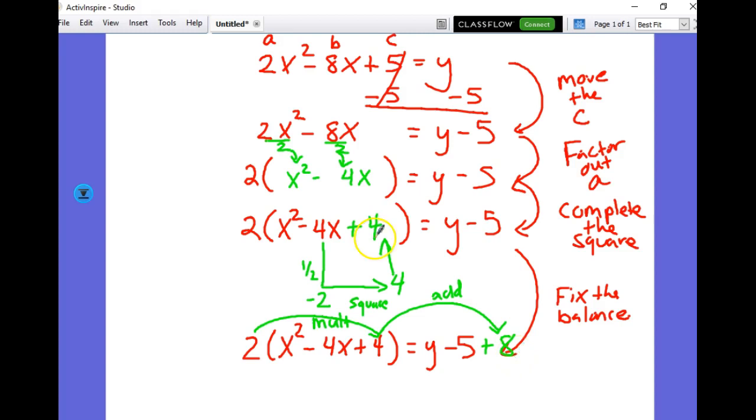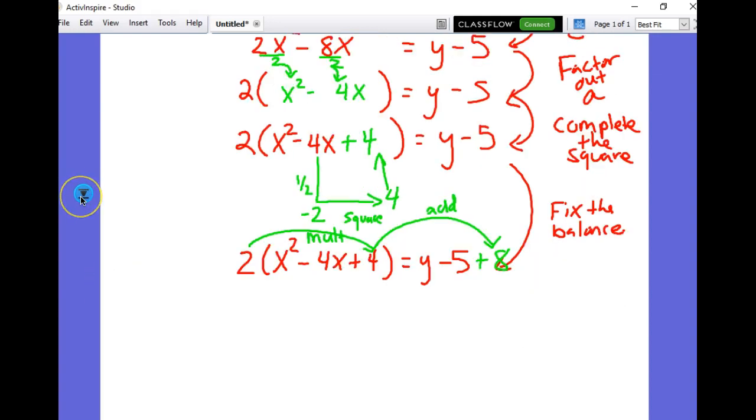That way, even though I added a 4 over here to complete the square, I can still keep these two sides equal because I added something over here to keep the equation balanced. All right, the next step is to factor. Now you're welcome to factor this however you want to, so long as you know how to do it.